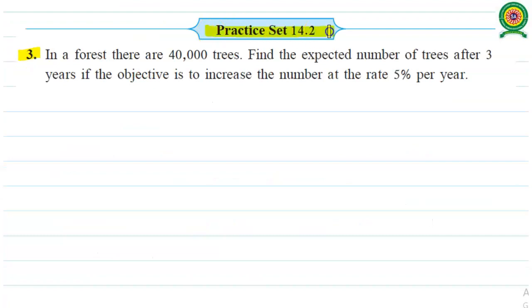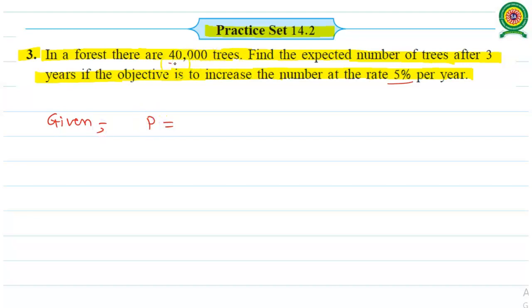Look at question number 3 from practice set 14.2. In a forest there are 40,000 trees. Find the expected number of trees after 3 years if the objective is to increase the number at the rate of 5% per year. For each year the rate of increment is 5%. That means the given question is based on compound interest. We are given the starting number of trees, that is 40,000. So the principal amount is 40,000 trees.